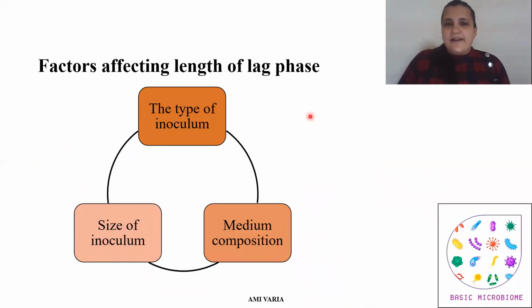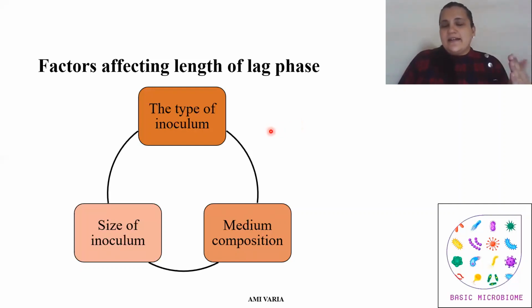The factors affecting the length of the lag phase: first is the type of inoculum. Once the bacteria are taken from an old culture, that culture must be from the log phase. If that culture is from the log phase, then the bacteria show a faster growth rate. Why? Because in the log phase, bacterial metabolic activities are at a higher level, right? That's why they show the maximum increase in cell number, right?